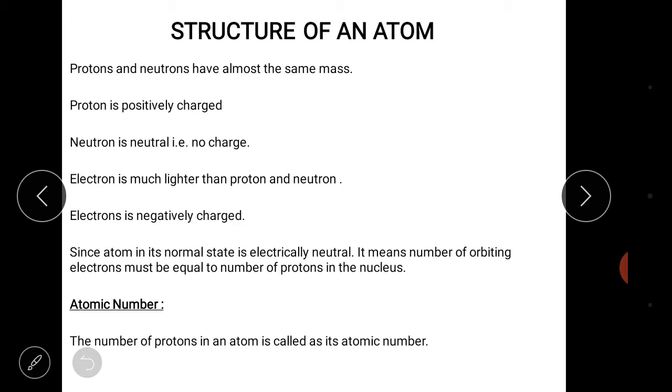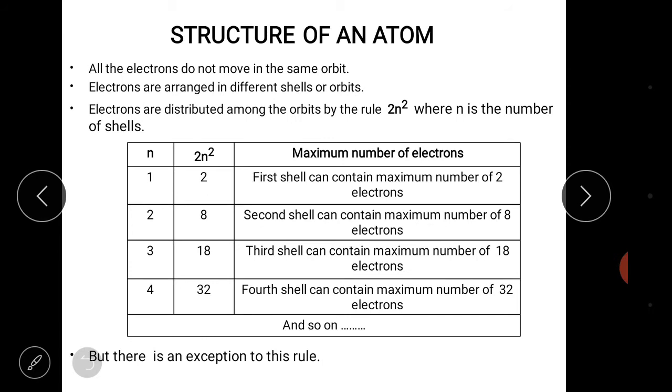Now we will study the atomic number. The number of protons in an atom is called its atomic number. All the electrons do not move in the same orbit. Electrons are arranged in different shells or orbits. Electrons are distributed among the different orbits by the rule 2n square, where n is the number of the shell.